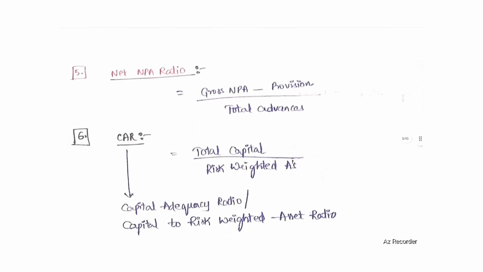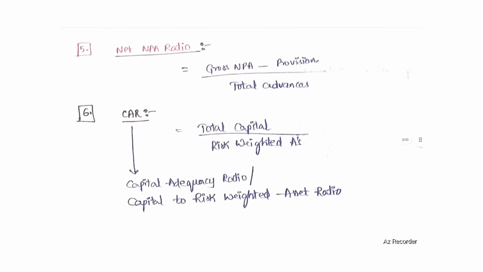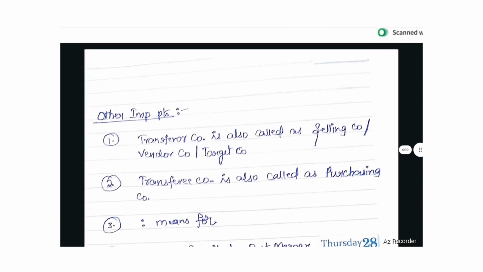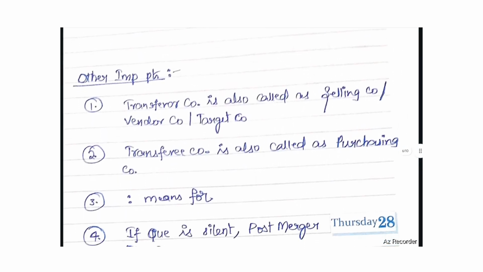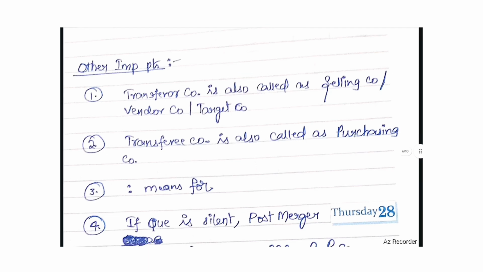Next, net NPA ratio. Net NPA ratio equals gross NPA minus provision, divided by total advances. Capital adequacy ratio, or capital to risk weighted assets ratio, equals total capital divided by risk weighted assets. A higher capital adequacy ratio is good. Next, other important points for solving the problems.